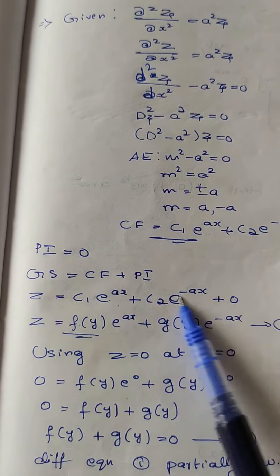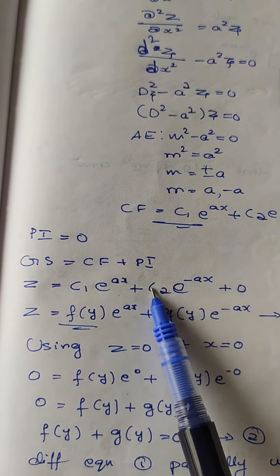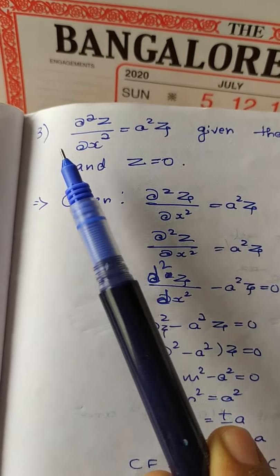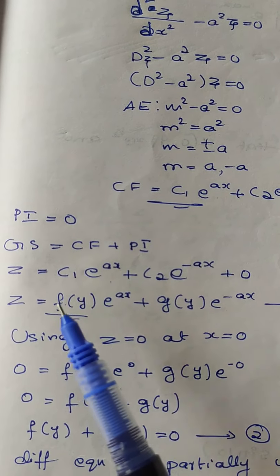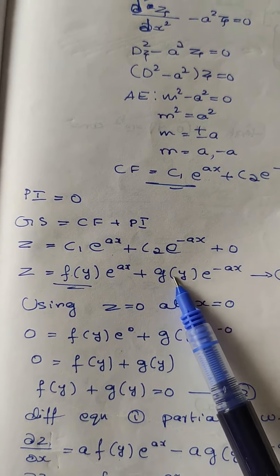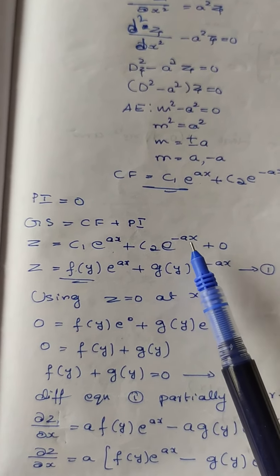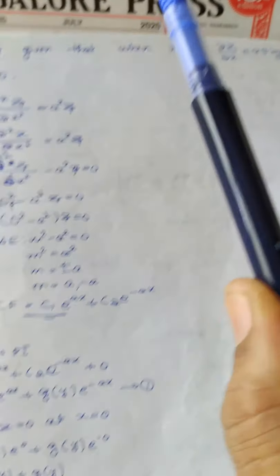PI is 0. Write the general solution. After that, replace C1 and C2 by f of y and g of y, because while finding dou square z by dou x square, we treat y as constant two times. Now find f of y and g of y by using the given conditions. The first condition is z is equal to 0 when x is equal to 0.